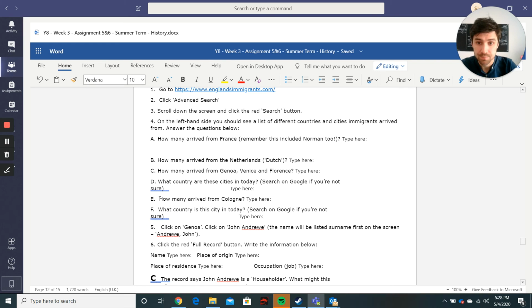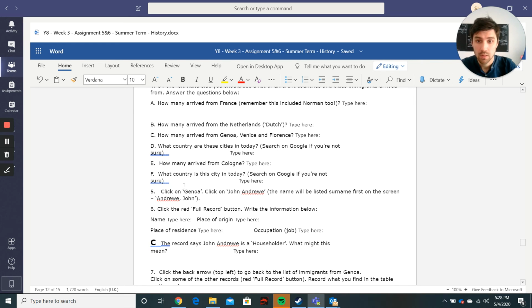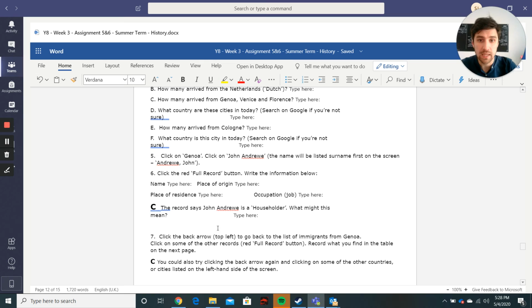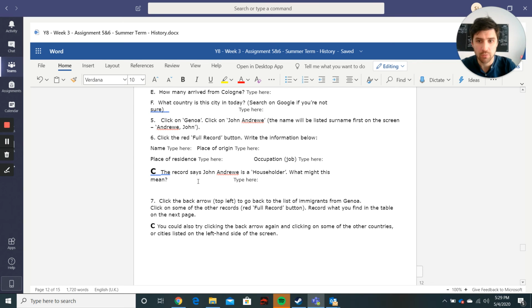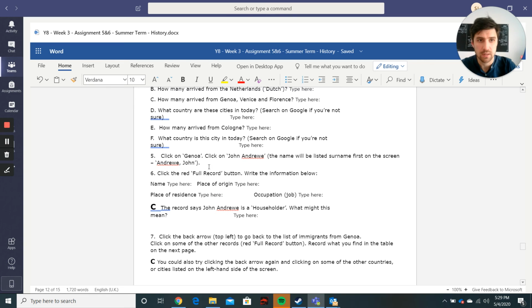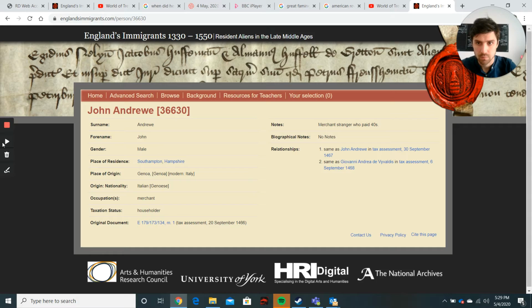So you can complete now the questions down to question E, and then you can go ahead and follow the remaining instructions where you're looking for this particular man, John Andrew, with an extra E on the end, and you're going to look at him in particular, write down his name, place of origin, place of residence, and occupation, etc. If you finish all of that, move on to the challenge question underneath. Should take you about 10 minutes. Pause the video here, complete that task now.